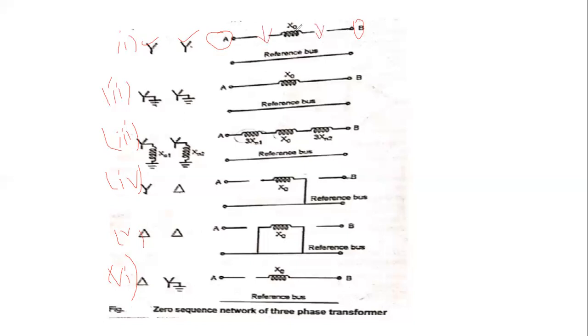Okay, and then we are connecting the zero sequence reactance, that is X naught, and this is the reference. There is no path between the zero sequence reactance and the reference.